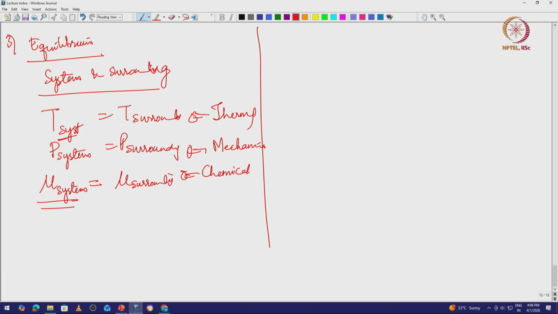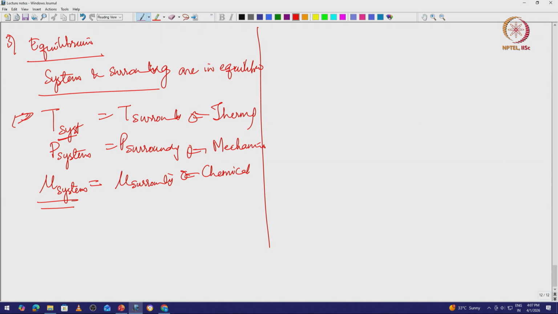So, I am doing a cyclic thing here. I am defining equilibrium by saying the system should equilibrate to the temperature of the surrounding, but I am also saying that if the system temperature and surrounding temperature are the same, if system pressure and surrounding pressure, and system chemical potential and surrounding chemical potential are the same, then the system and surroundings are in equilibrium with each other. So, that is the definition of equilibrium.